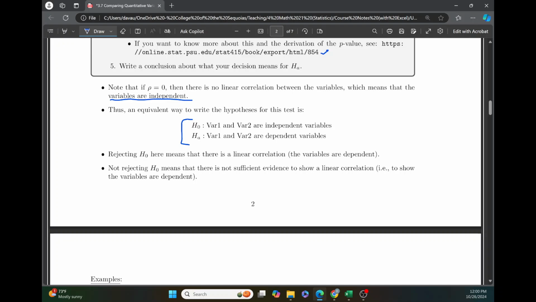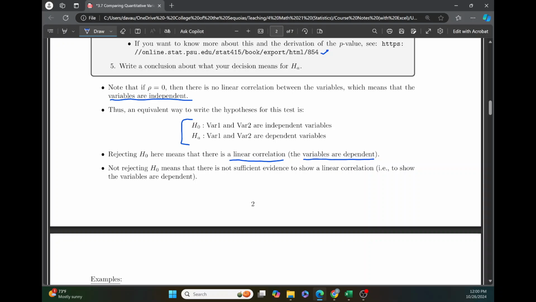If we reject the null hypothesis in this test, then that means that there is a linear correlation, right? We would say there's evidence to support the claim that there's a linear correlation, or in other words, that the variables are dependent. Not rejecting the null hypothesis means that there's not sufficient evidence to show a linear correlation or to show that the variables are dependent.